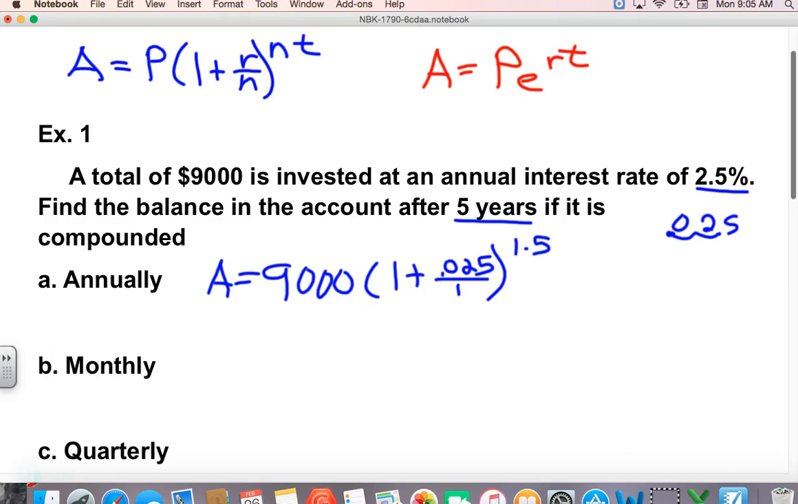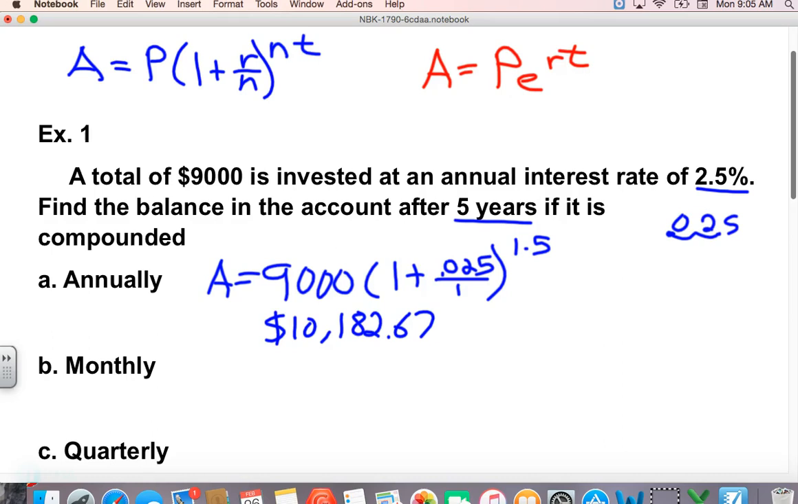9,000 times (1 plus 0.025 divided by 1), close your parentheses, raised to 1 times 5. Make sure all that 1 times 5 is up in the exponent, and hit enter. And you should get $10,182.67. We're going to round it to the cents because we're talking about money.